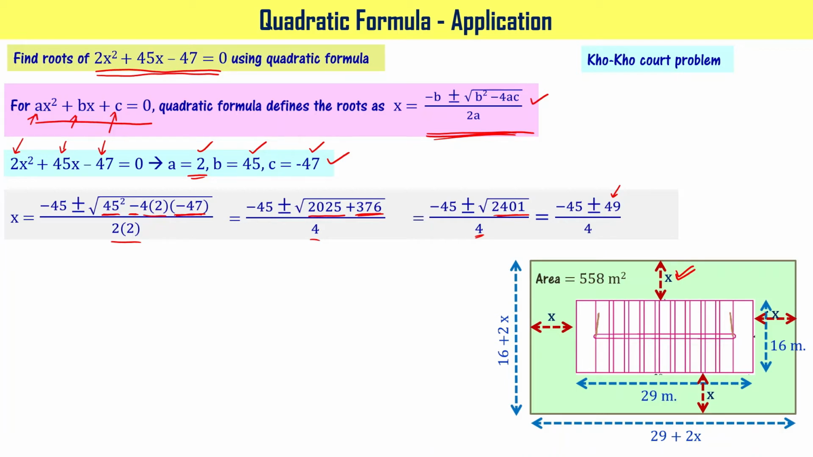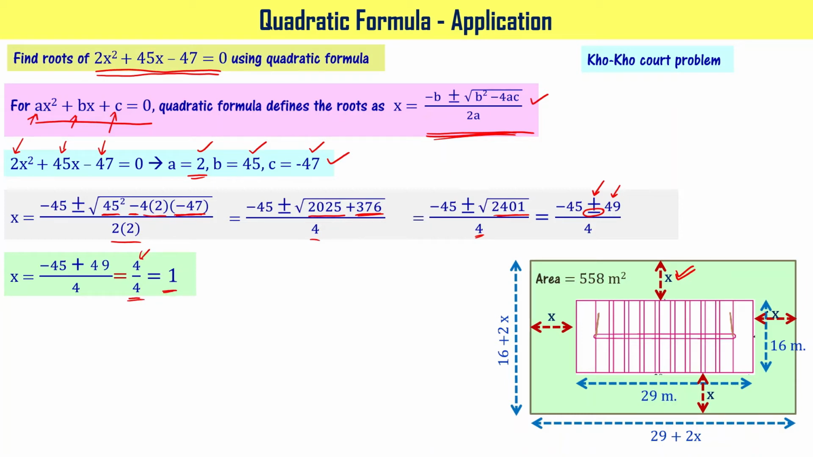When you look at this, you can say that x has two values. When you use the plus symbol in between minus 45 and 49, you have one value. And when you use the minus symbol, you will have another value, right? Let us first consider the plus symbol, so that I can write x equal to minus 45 plus 49 divided by 4, right? Minus 45 plus 49 is 4. 4 divided by 4 is 1.